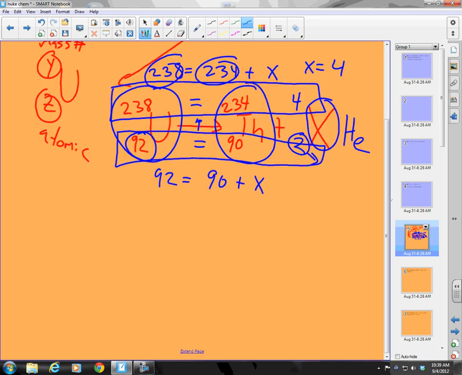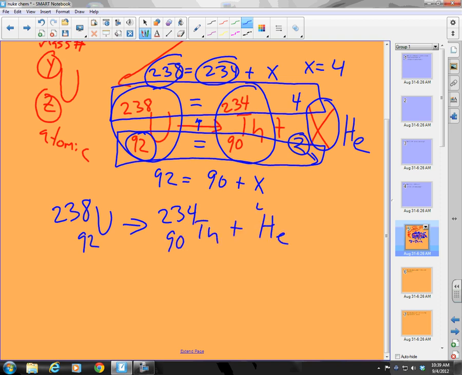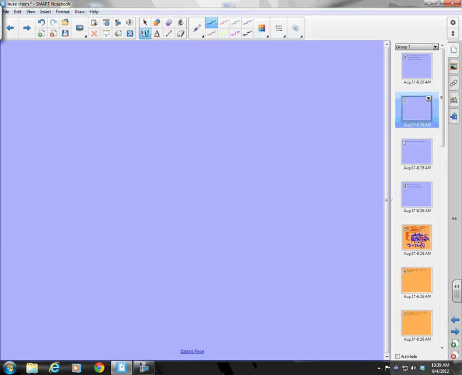Let's clean this up a little bit. I have uranium-238, with atomic number 92, which undergoes some type of radioactivity and emits some radiation, and I get thorium-234 plus helium-4, with atomic number 2, and this is my radiation that came out of my uranium nucleus. Now, what type of radiation is that? Well, we need to get some notes. So here we go. Let's talk about types of radiation.